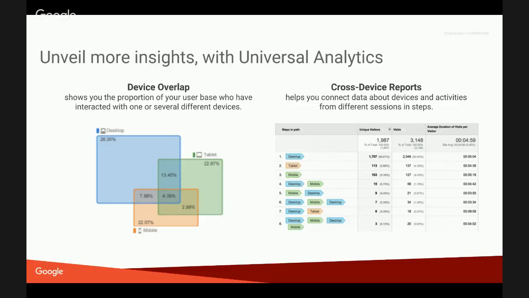So we encourage our more tenured advertisers who have been using analytics for a long period and still have the old ga.js library that they use for analytics tracking on their websites to upgrade to Universal Analytics, because it allows you more insights, including device overlap, which shows you the proportion of your user base who have interacted with one or several different devices, and cross-device reports that help you connect data about devices and activities from different sessions in these steps.